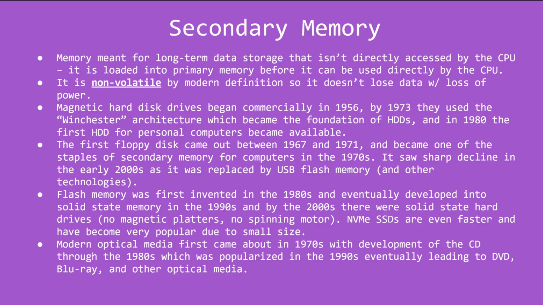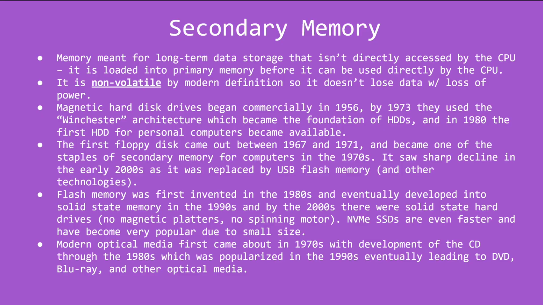And then we move on to secondary memory. This is meant for long-term data storage that isn't directly accessed by the CPU. It's loaded into primary memory where it can be used by the CPU. It is non-volatile by modern definition, so it doesn't lose the data with loss of power.